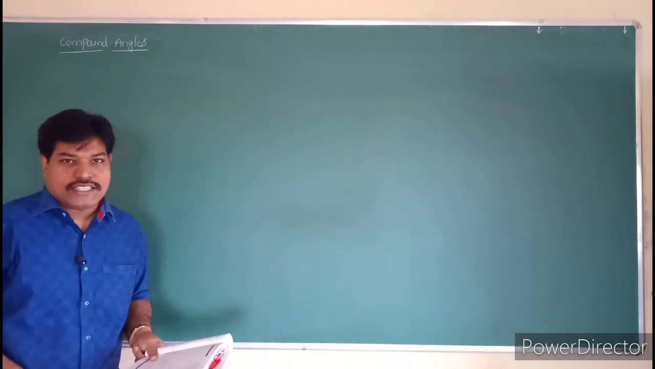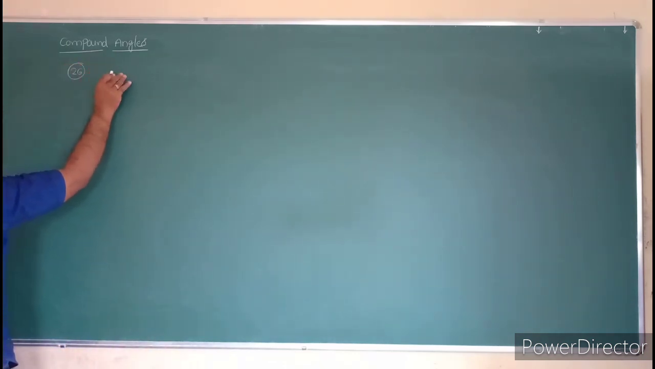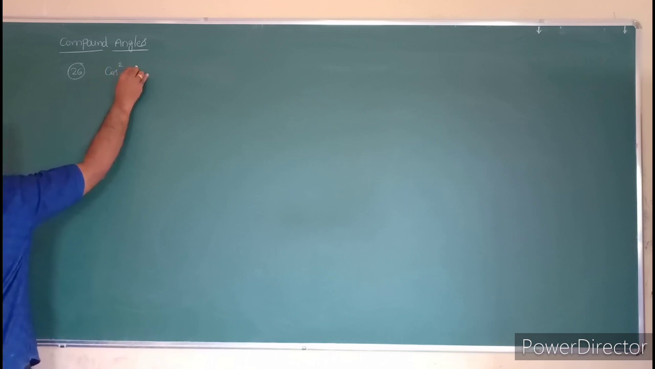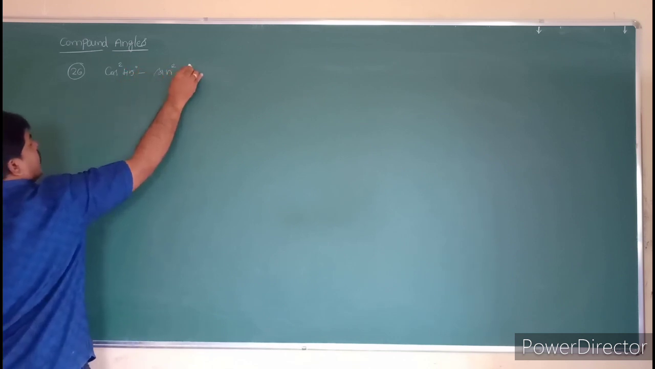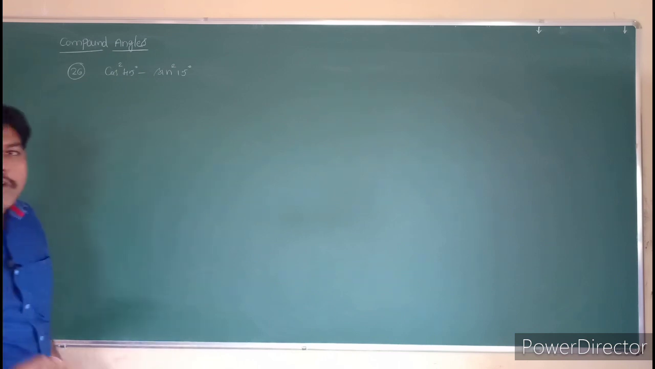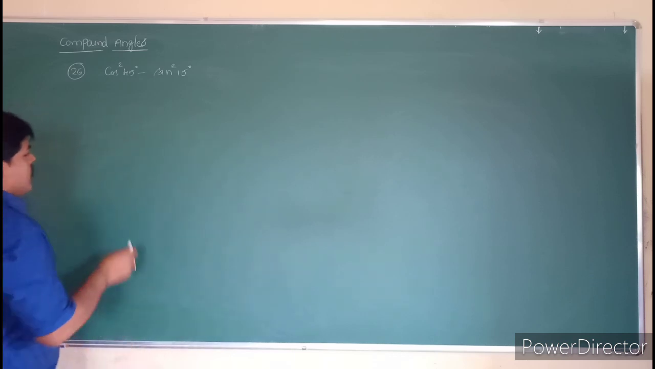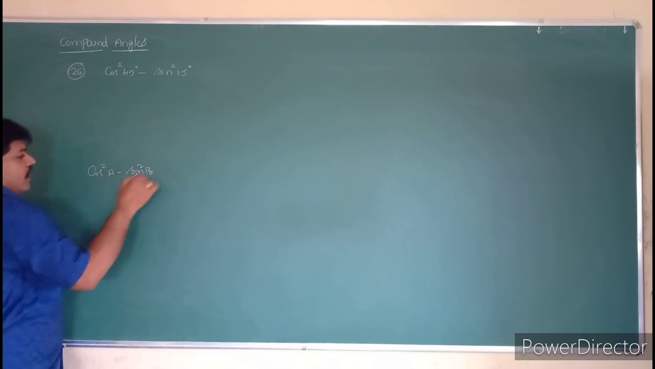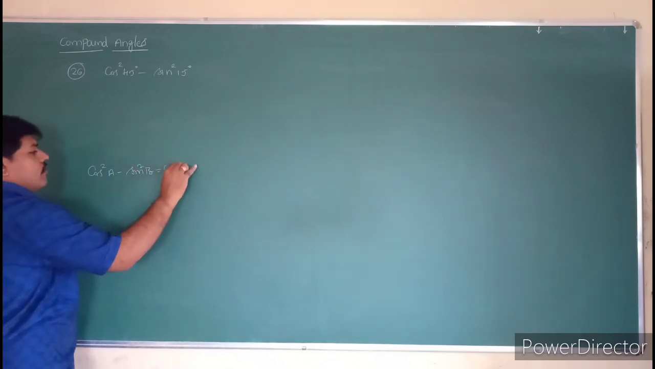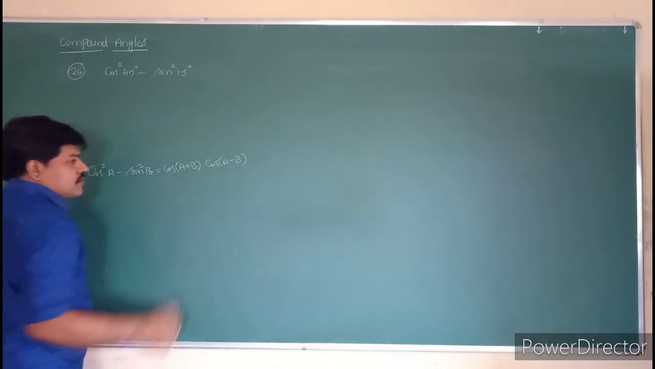Question number 26. So see that question, students. What is question number 26? Cos square 45 degrees minus sin square 15 degrees. So already you know the formula, students. What is that formula? Cos square a minus sin square b is cos of a plus b into cos of a minus b.